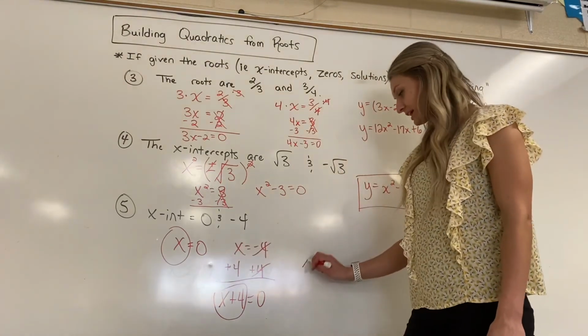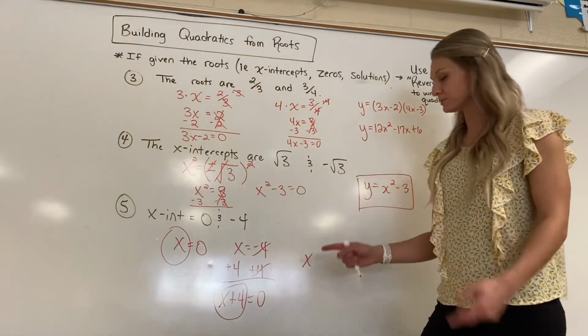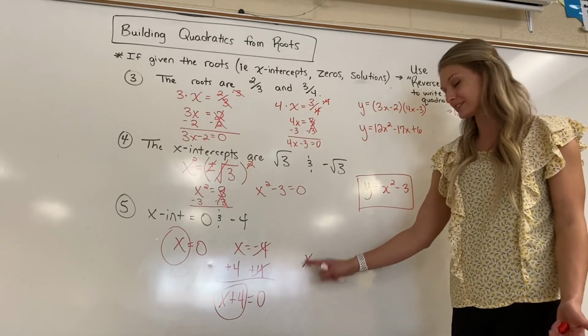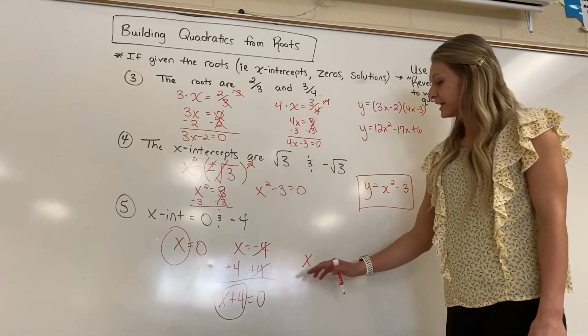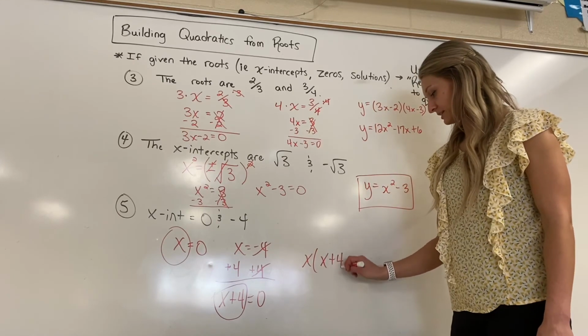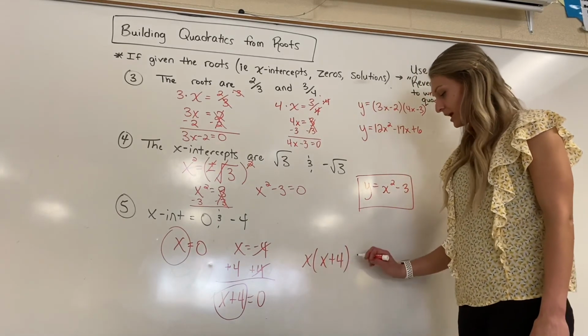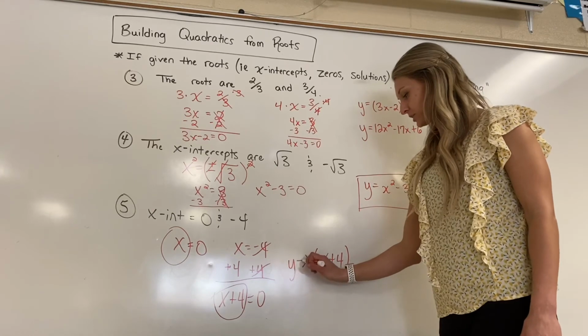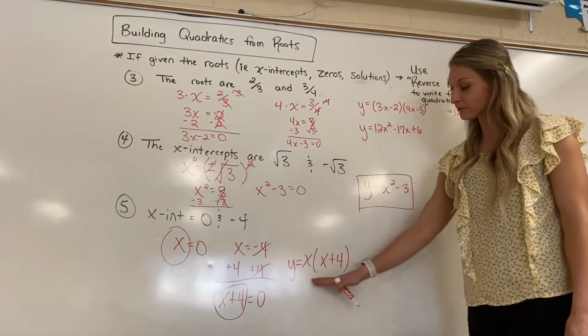So you just take that one, and it's only one term, so you don't necessarily have to put it in parentheses. You can, but you don't have to. And then this one has more than one term, so you put it in parentheses, and then there we go. That would be your equation. And then remember, we usually put y equals. So that's the factored form of it.